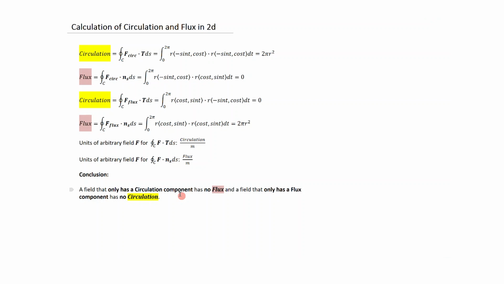So one observation we can make from looking at these results is that a field that only has a circulation component, which would be this field here, has no flux. If you look at the flux calculation, we got 0. And a field that only has a flux component, if we look here, has no circulation. So we end up with a 0 here. So it seems like if we're able to break this up into two separate types of fields, performing these two types of contour integrals, they act as a filter. They tell you whether the field is pure circulation, pure flux, or some combination of both, in which case both of these would give you terms. So the intuition tells us this might be very useful.